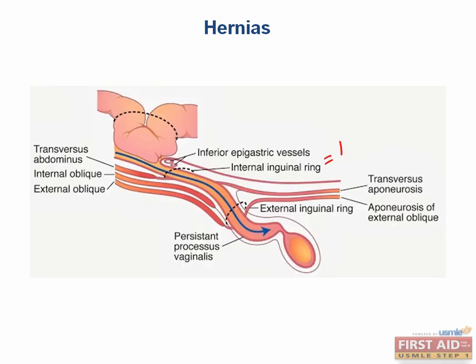Again, the indirect inguinal hernia goes through the internal inguinal ring. And after passing through the spermatic cord and external inguinal ring, it goes into the scrotum. This occurs lateral to the inferior epigastric vessels, which we just discussed. In infants, it can occur if the processus vaginalis fails to close.